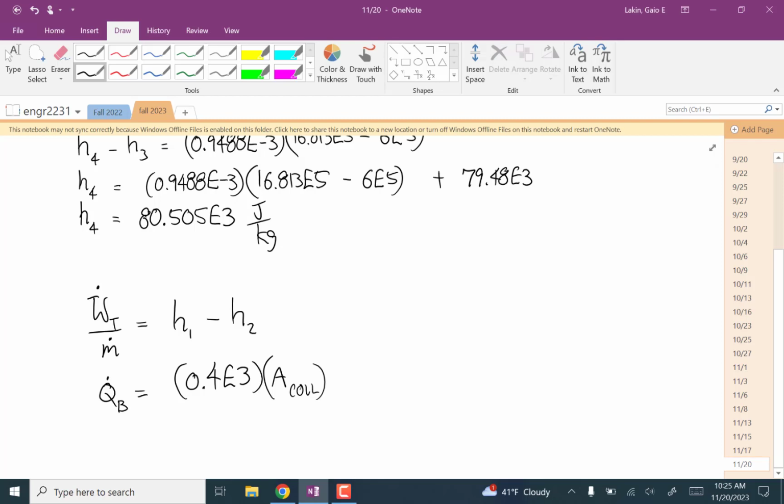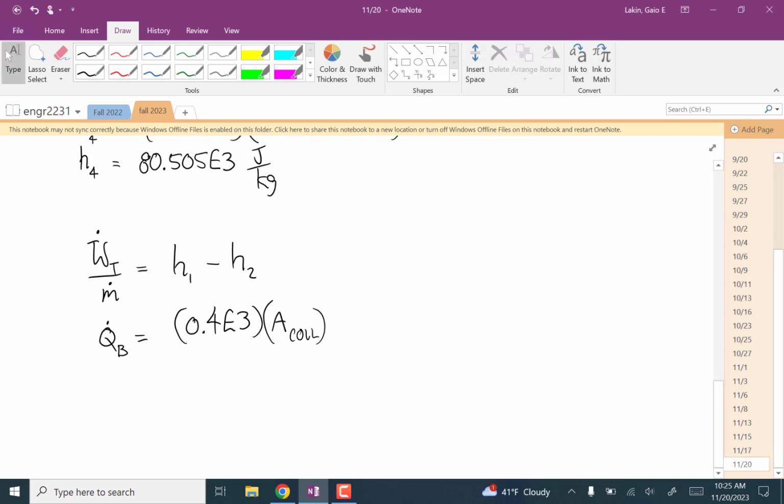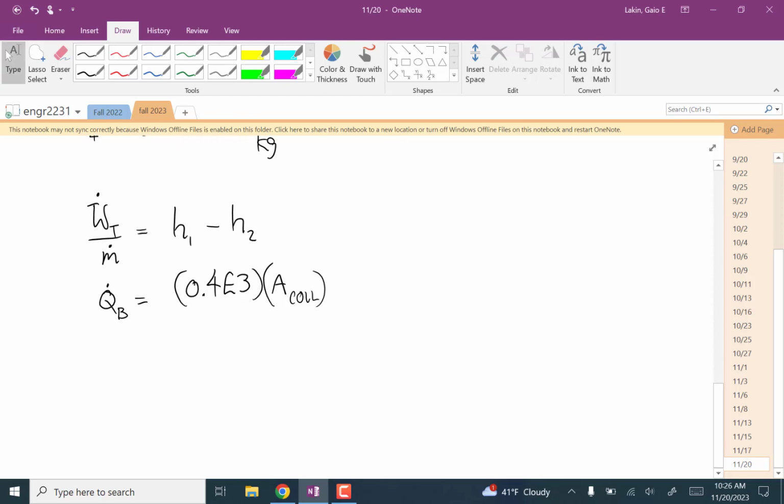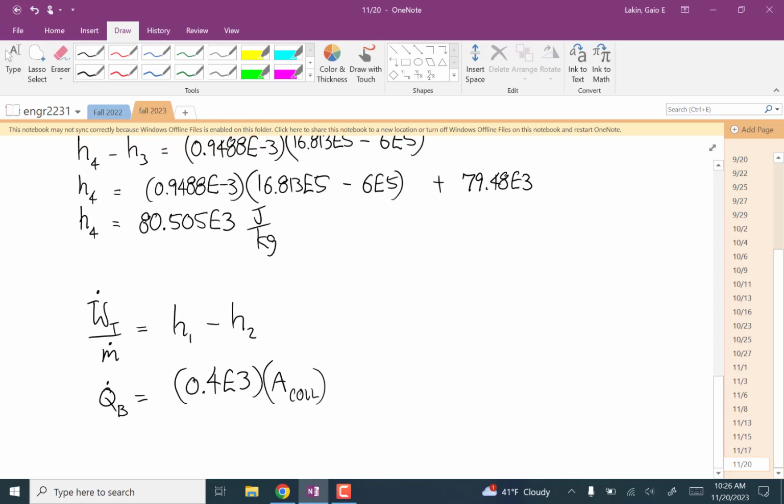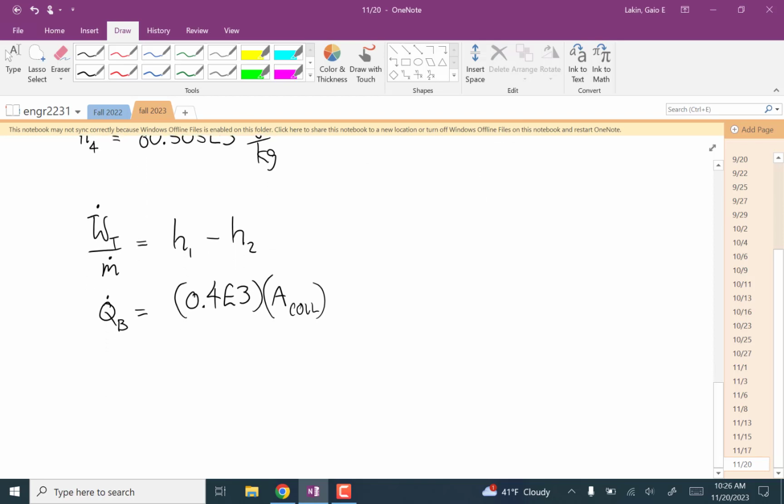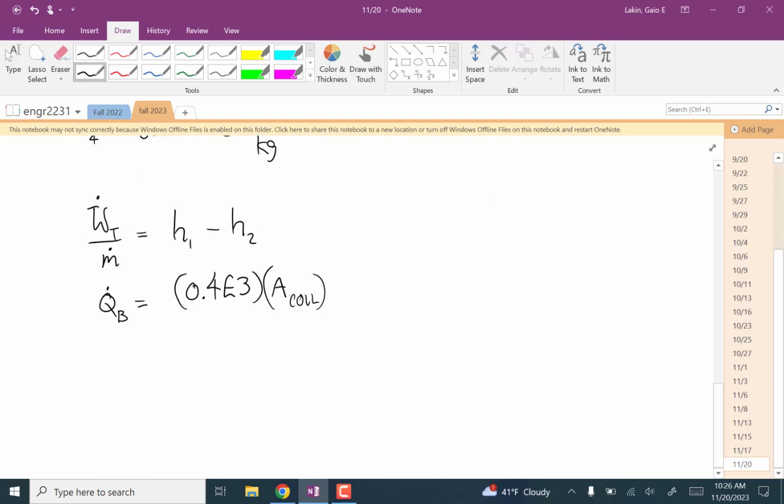The rate of energy input to the collectors from solar radiation is 0.4 kilowatts per meter squared of collector surface area. And now determine the minimum possible solar collector surface area per kilowatt of power. Okay, so we know we have this coming in. Let's see, what else do we know?